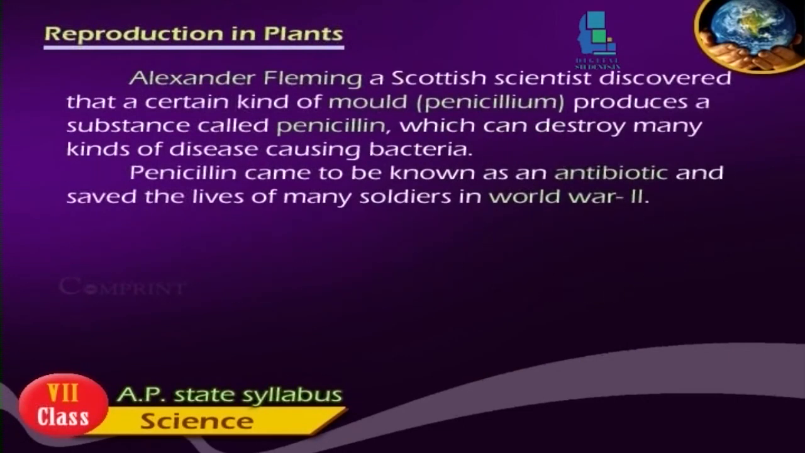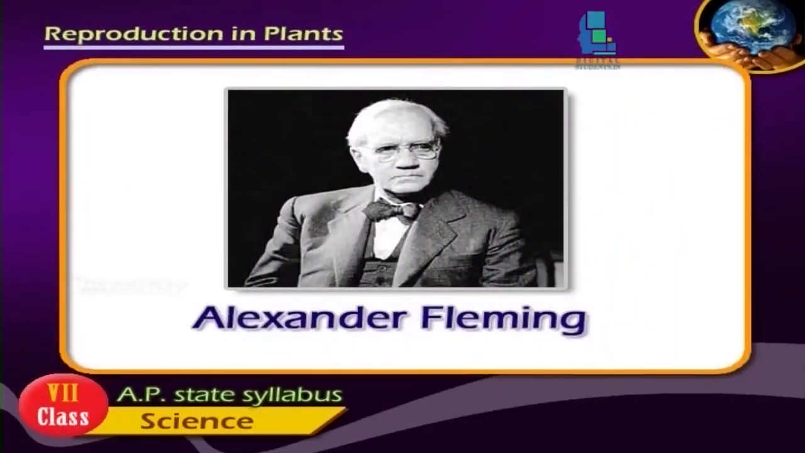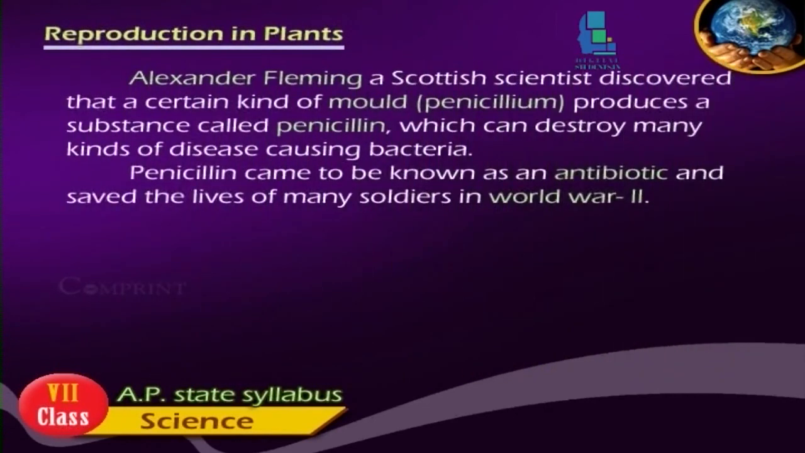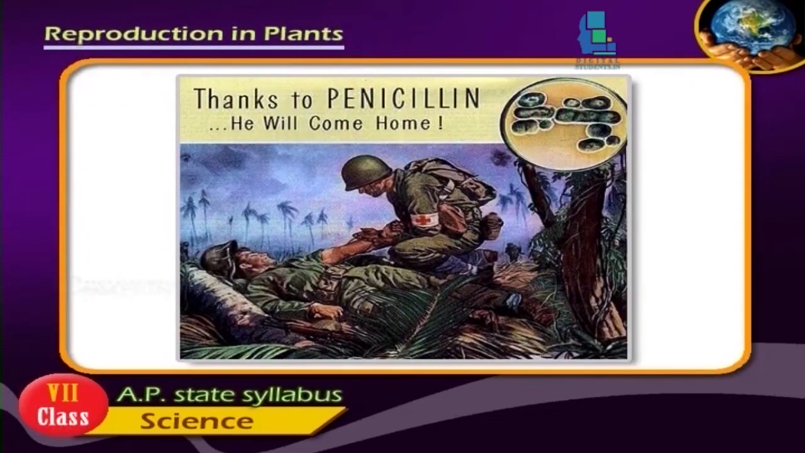Alexander Fleming, a Scottish scientist, discovered that certain kinds of mold produce a substance called penicillin, which can destroy many kinds of disease-causing bacteria. Penicillin came to be known as an antibiotic and saved the lives of many soldiers in World War II.